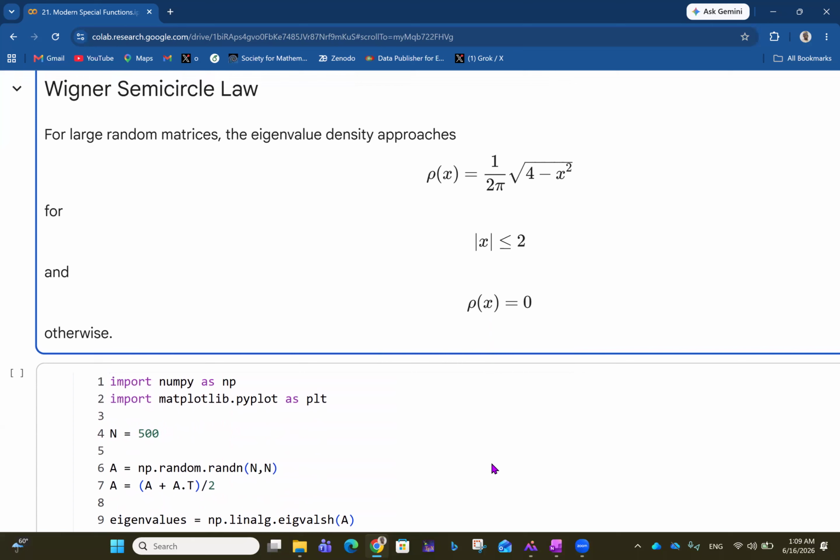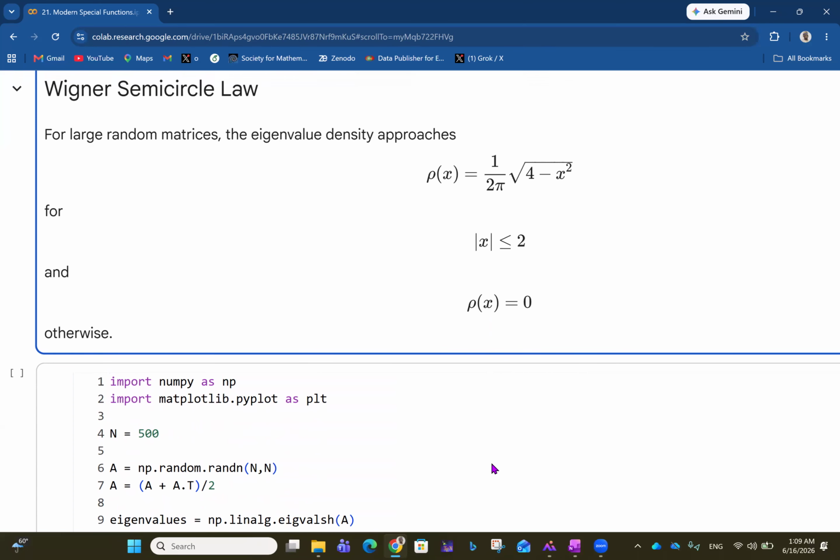If x lies outside of minus 2 and 2, you know. Now we import numpy and try to do all that. So we have a random matrix eigenvalue distribution here, as shown by this code. It's random, so we have an element of randomness in line 6 here, and we'll take n to be 500. So this is what we have here.